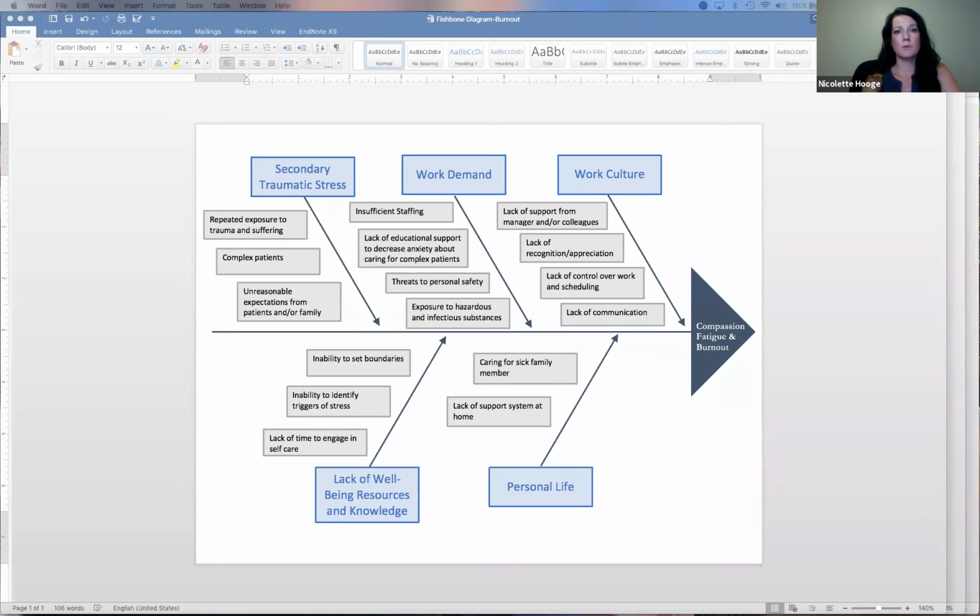So for example, one of the broad categories is work demand. And so many things are encompassed in the work demand, right? There could be insufficient staffing, there could be a lack of educational support, maybe there are threats to your personal safety, or you are being exposed to some hazardous materials frequently and it's causing some anxiety.